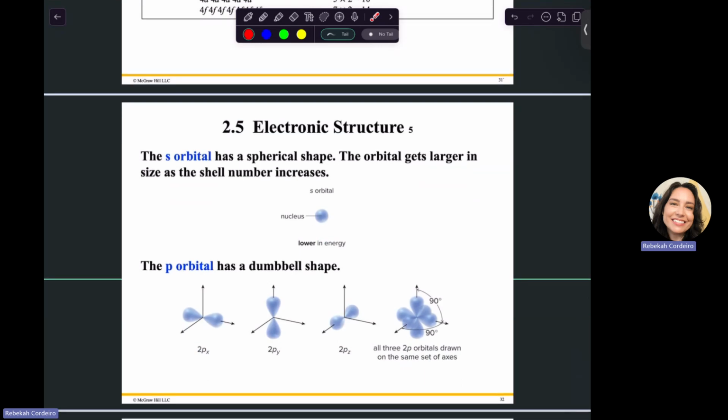An S orbital is just a spherical shape. It's like a cloud. This is a probability map of where we would find an electron in an S orbital. These are lower in energy.